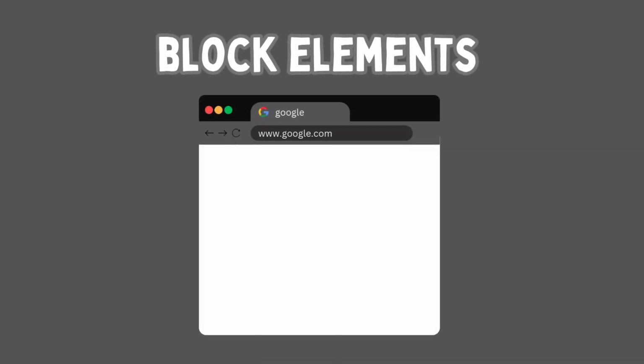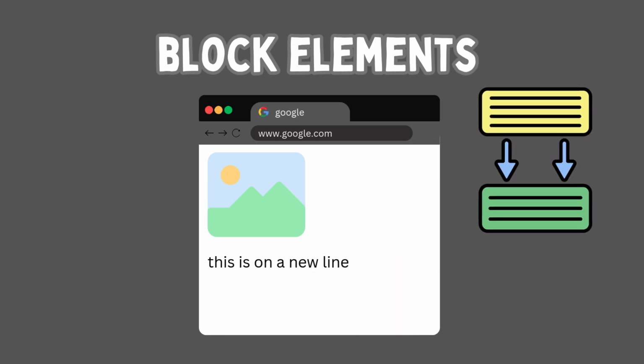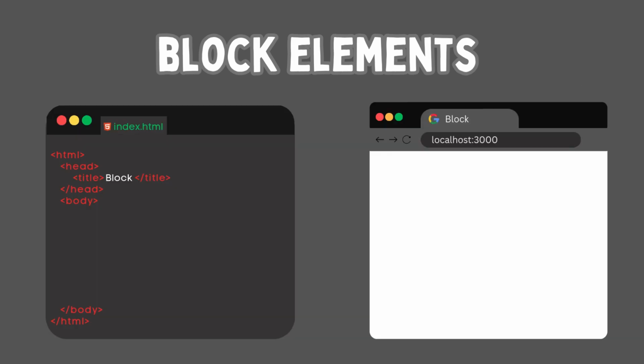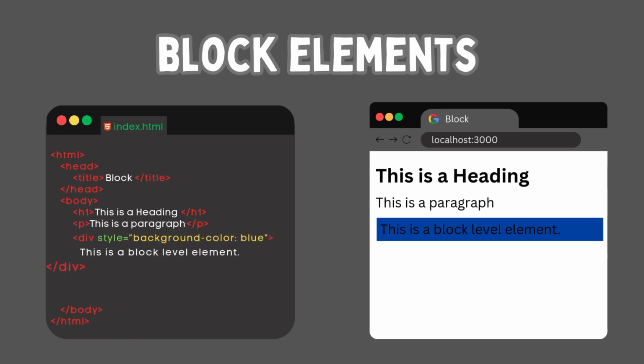Let's start with block elements. These are the elements that take up the entire width of the container and always start on a new line. It's like having a full-size piece of furniture that takes up the whole room. It stands alone. Some common block elements include headers like h1, paragraphs, and of course the div element, which we'll dive into in a bit. Here's a quick example of block elements in action.